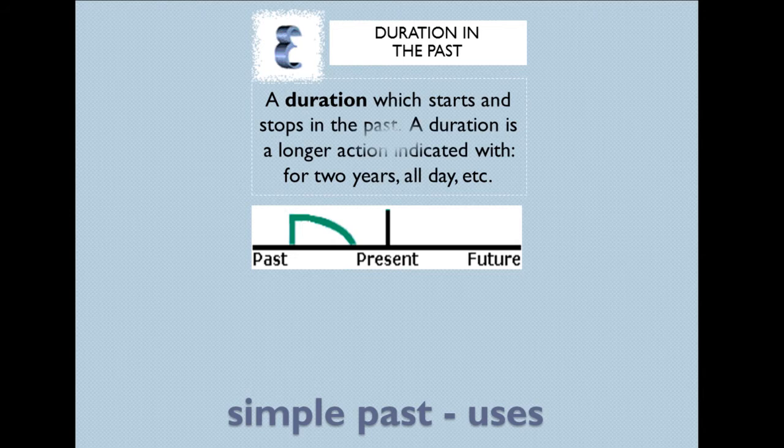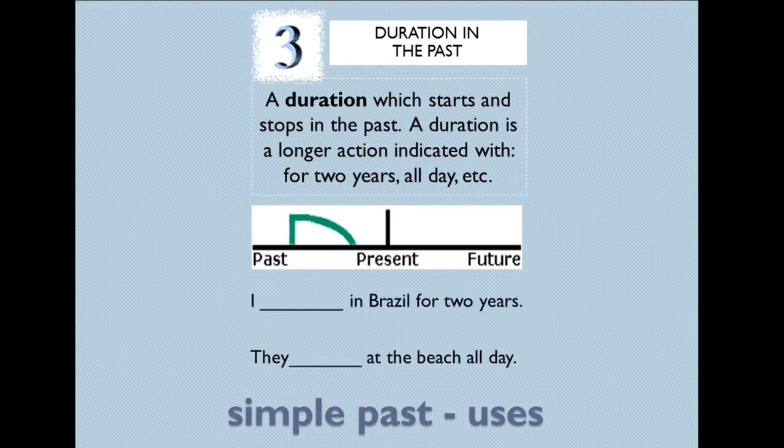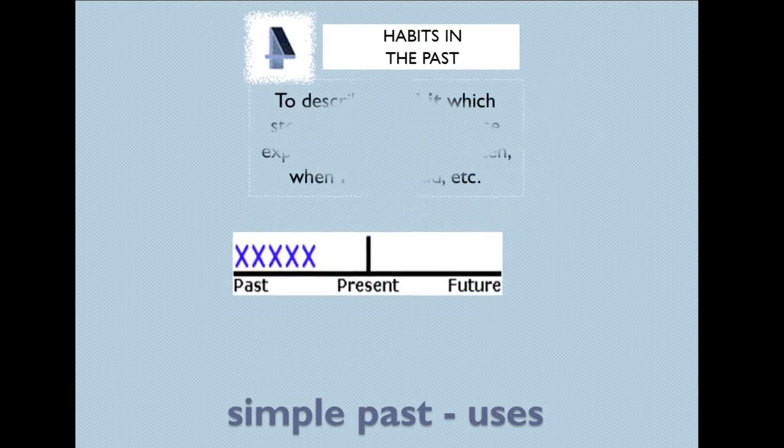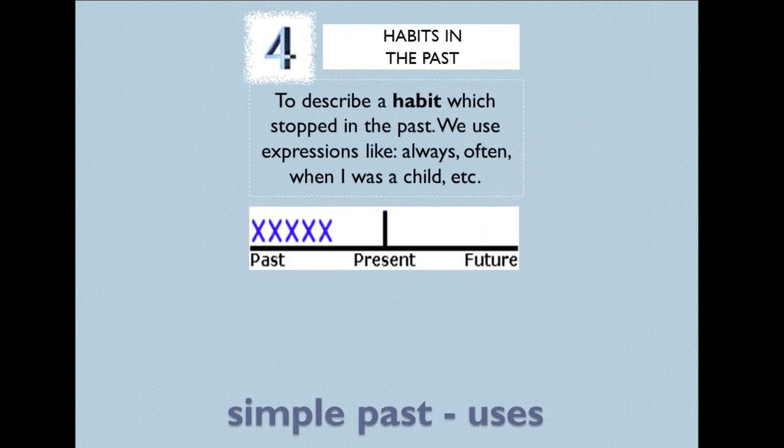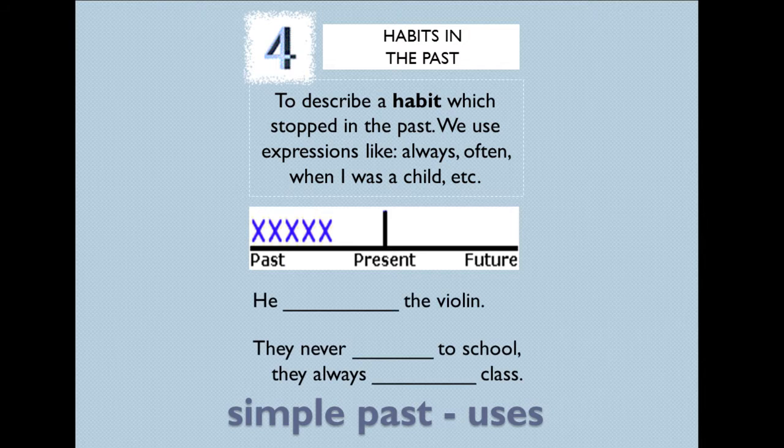The third use is for a duration which starts and stops in the past. Example, I lived in Brazil for 2 years. They sat at the beach all day. The fourth use is to describe a habit which stopped in the past. He played the violin. They never went to school.